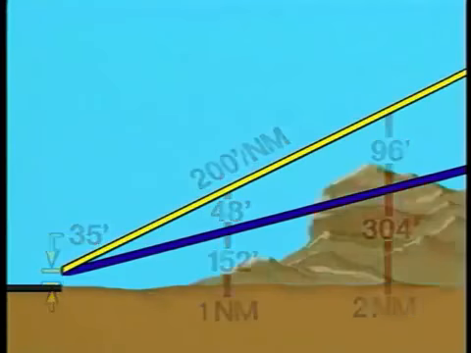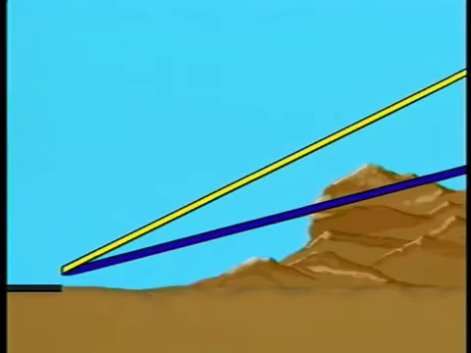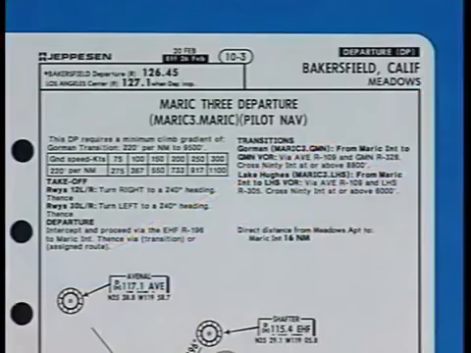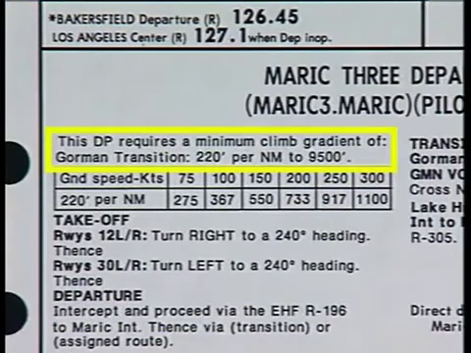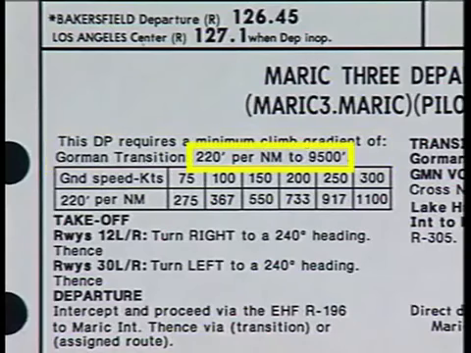When an obstacle, such as rising terrain, penetrates this gradient, obstacle avoidance procedures must be specified in either a textual or graphic format. One of these procedures is to incorporate a climb gradient greater than 200 feet per nautical mile. If you filed and expect to be assigned the Gorman transition, the minimum climb gradient is 220 feet per nautical mile to 9,500 feet. Note that the climb gradient is in feet per nautical mile.